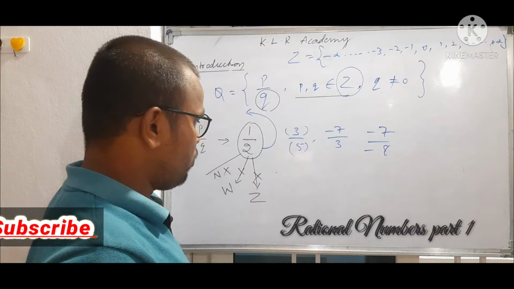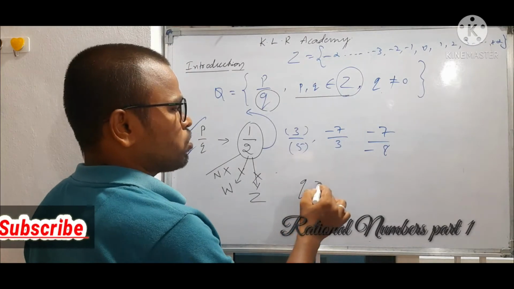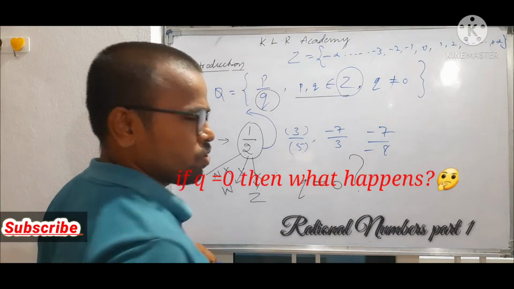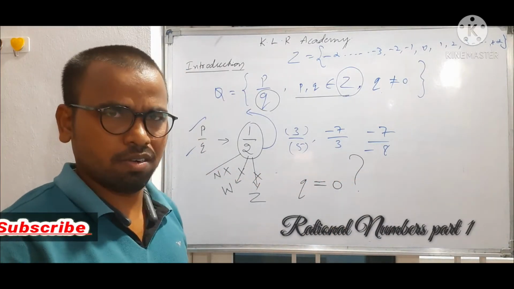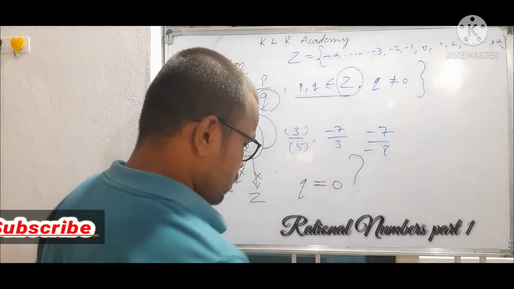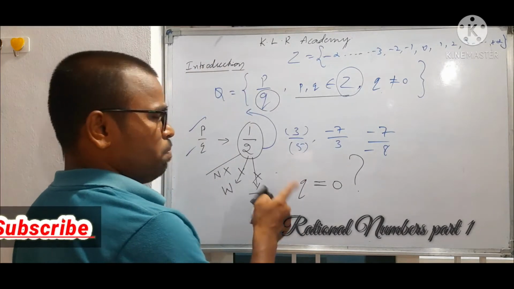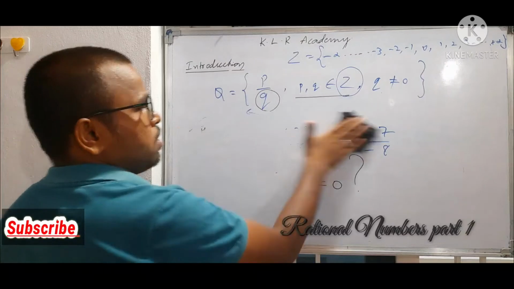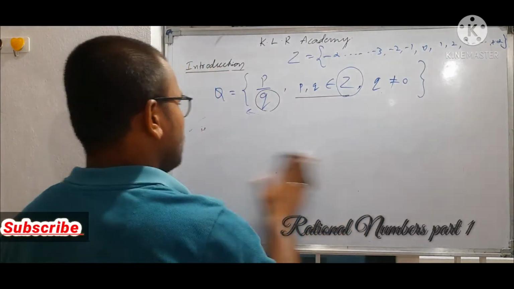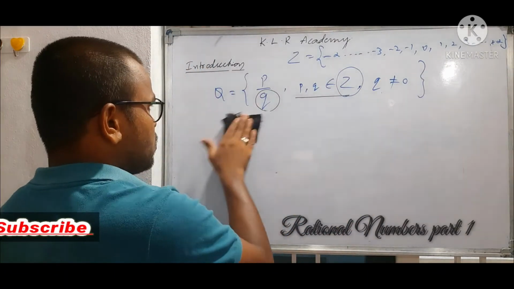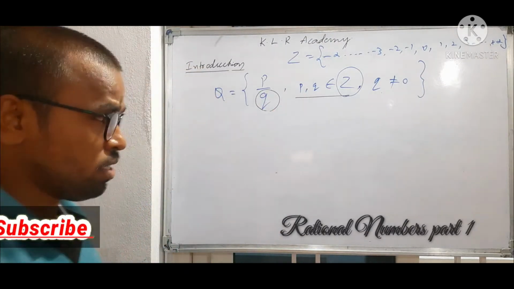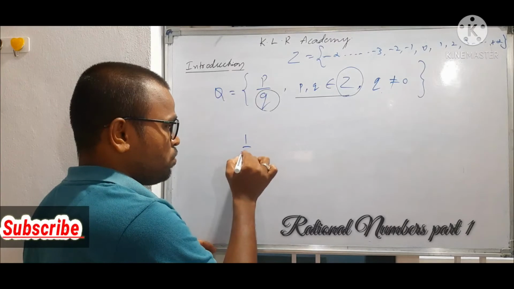Sir, if q is equal to 0, then what happens? Let us discuss with a small example. This q means quotient number. Let me take 1 by 2.